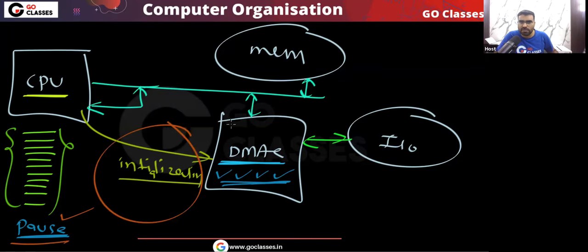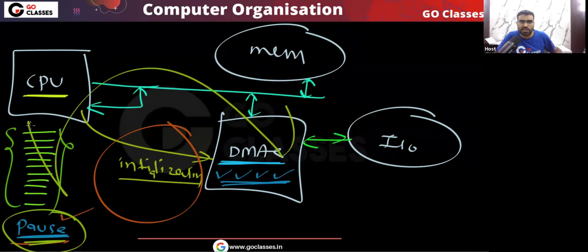Then when the data is ready, the DMA controller will tell the CPU, please give me access to the system bus. Now again, what will the CPU do? Again, the CPU will just pause and give access of the system bus to the DMA controller. Please understand here. The CPU is not saving this, going somewhere, coming back and restoring. No. The CPU is just pausing.